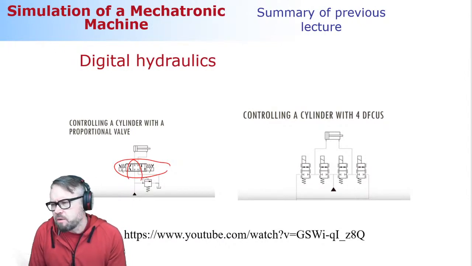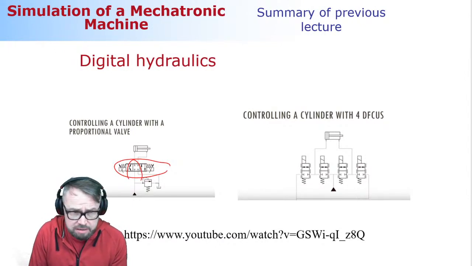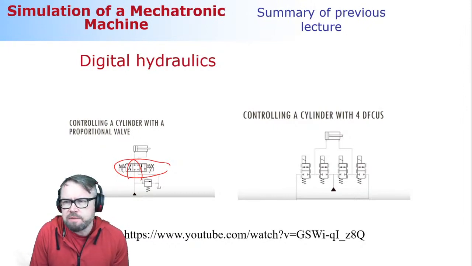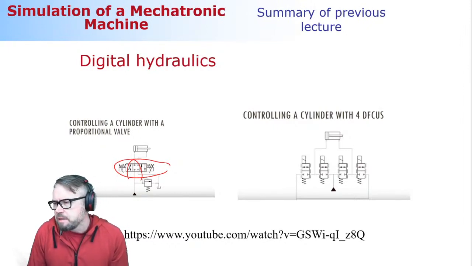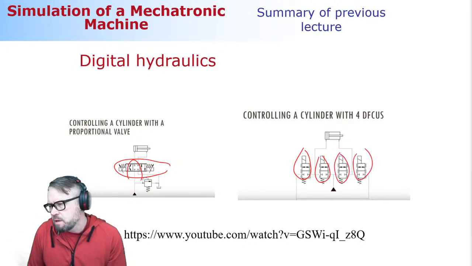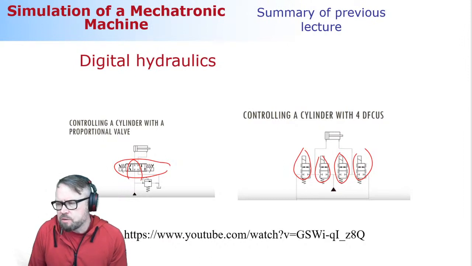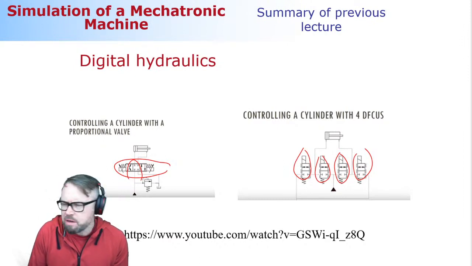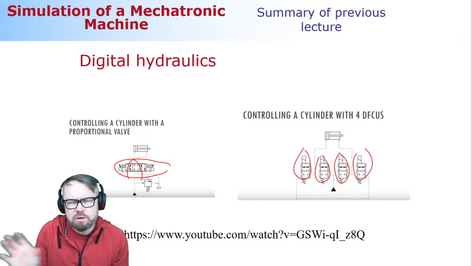In digital hydraulics, the concept is very, very different. We have a number of on-off valves, and these on-off valves may have different sizes. These four different on-off valves, of different sizes, can be opened and closed using the digital hydraulics control scheme. And they kind of introduce the same concept as moving the spool back and forth.